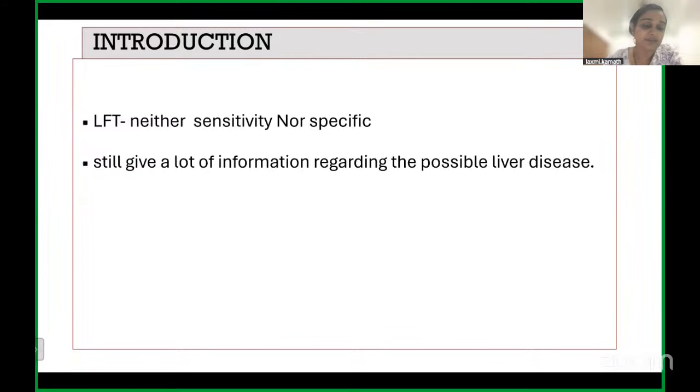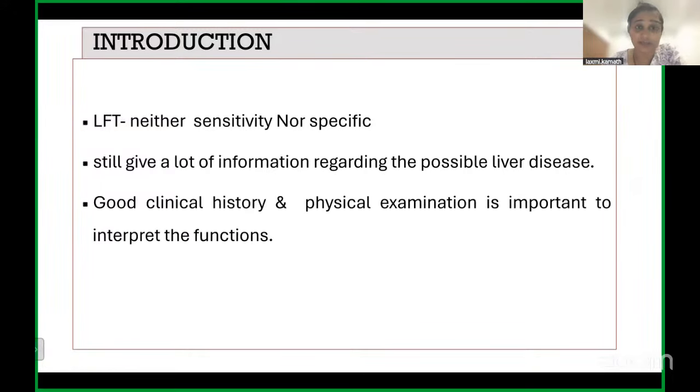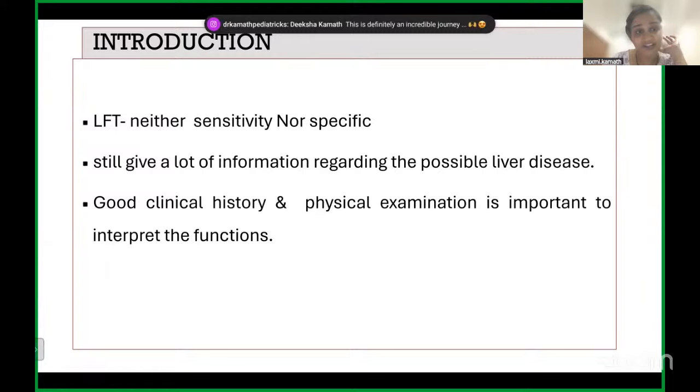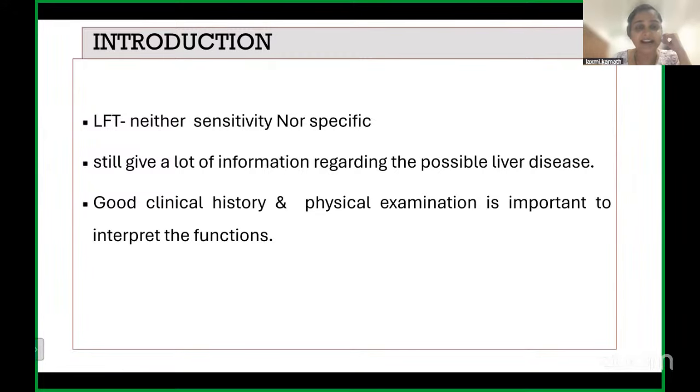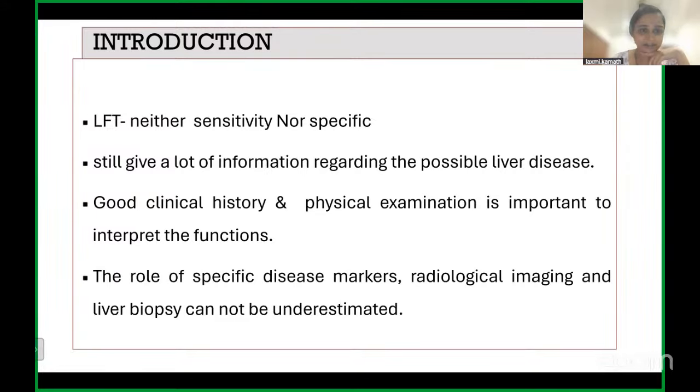But one thing that you have to remember is LFT is neither sensitive nor specific. It just gives you an idea about what might be the probable pathology or pathophysiology going on in the liver. It can just give you a probability or possibility of the liver disease. It will never tell you 100% with specificity or sensitivity. Okay, so what remains non-negotiable is good clinical history and a physical examination. After you take the history and examination, only then can you correlate with the LFT that is ordered. Okay, so the role of specific disease markers, radiological imaging, and liver biopsy cannot be underestimated.